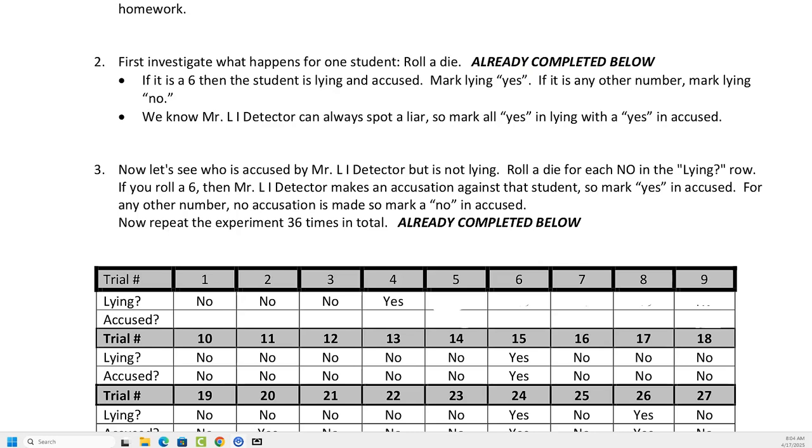Are you guys okay with that? Can I just uncover the rest of them so you get the idea? The only time it's a yes is if they roll a 6. So I'll pull these back here. Now, it says in the second thing, we know Mr. Lie Detector can always spot a liar, so mark yes in lying with a yes in accused. So anytime we marked a yes in lying, like in this one, then we're going to have to mark it as a yes in the accused. So that one and this one.